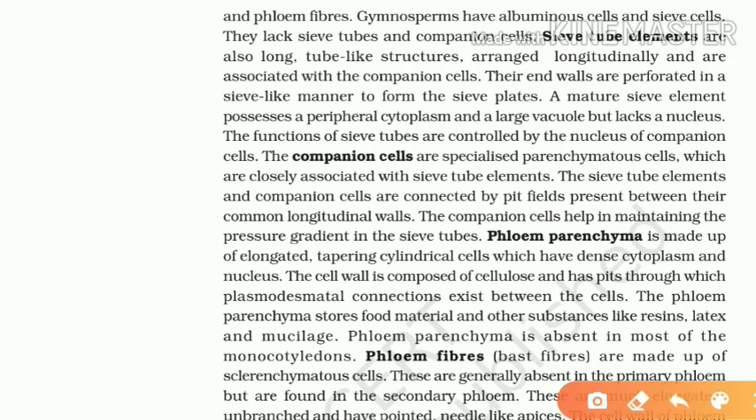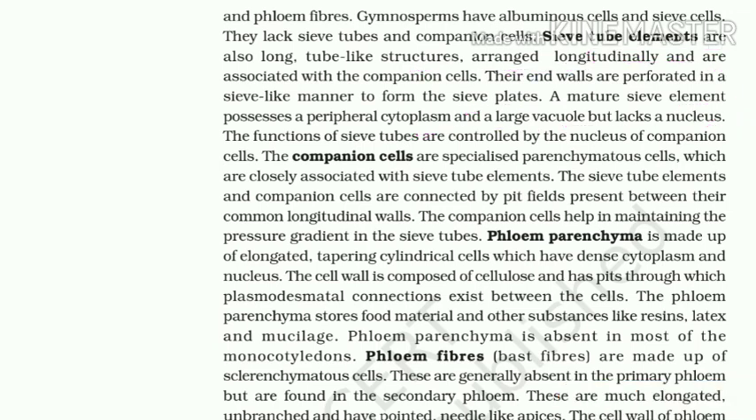So that's why they lack sieve tube elements as well as companion cells. Let's move on to the sieve tube elements. Guys, sieve tube elements are generally long tube-like structures in a longitudinal arrangement. We all know about it, so no need to discuss much more. Their end walls are perforated with sieve plates. This is one of the important points to note. A mature sieve tube element possesses peripheral cytoplasm and a large vacuole, but the nucleus is not present.